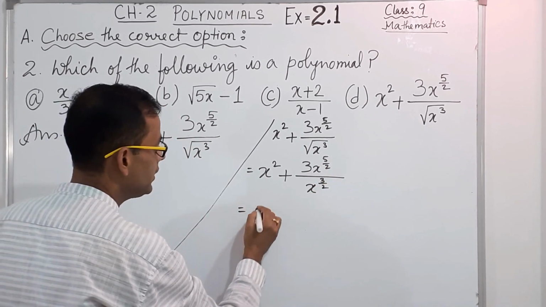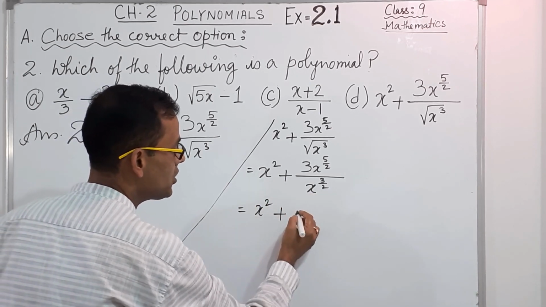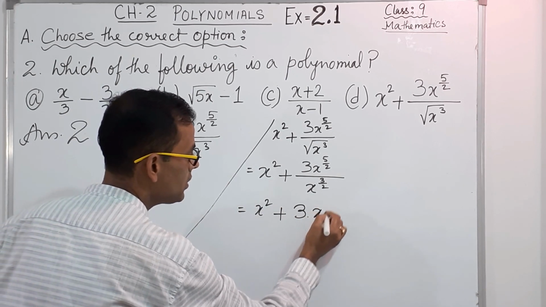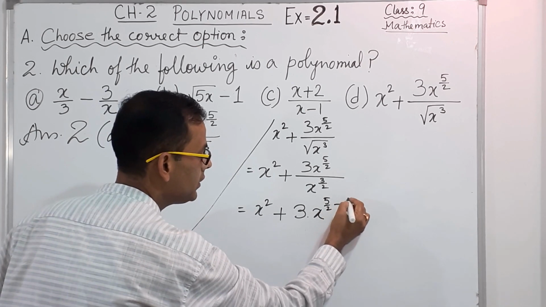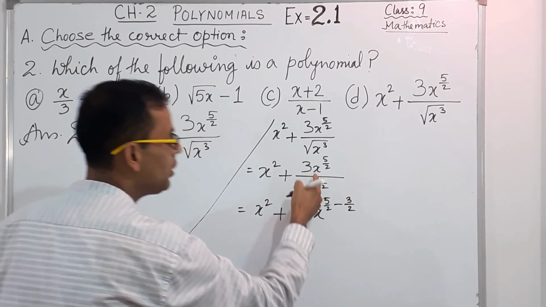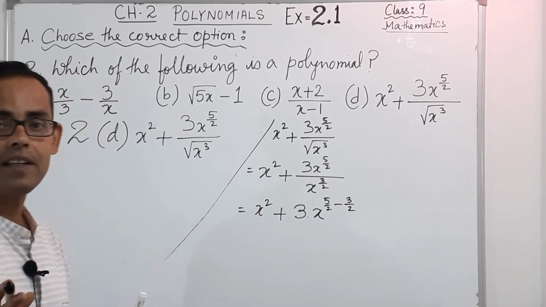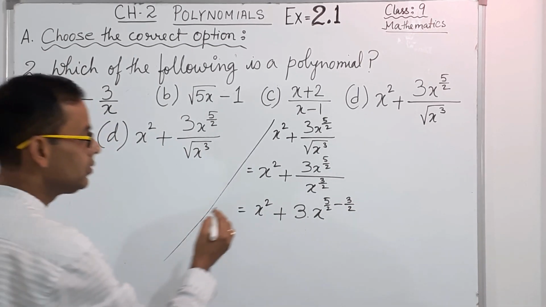Now after this, x square as it is plus, now this one you see 3 I am writing, now x to the power 5 by 2, minus 3 by 2, because there is divide sign. Okay, and if there is divide sign, then the powers will be what? Subtracted.